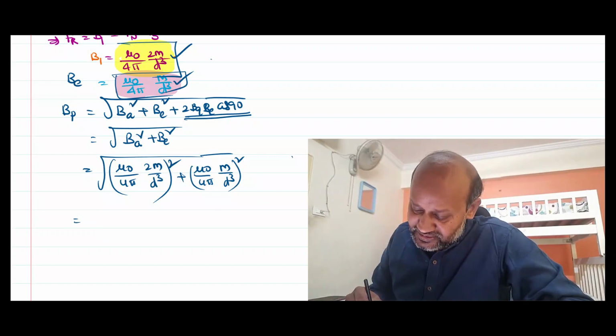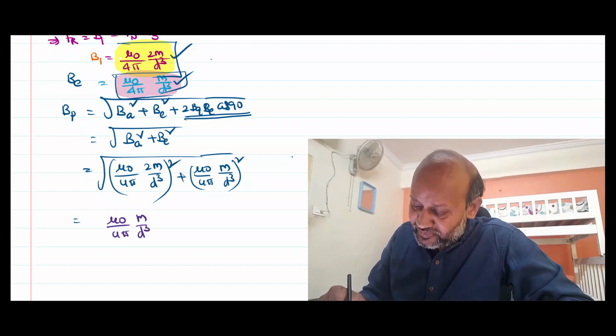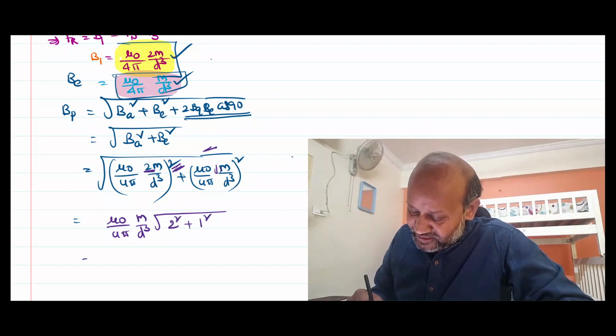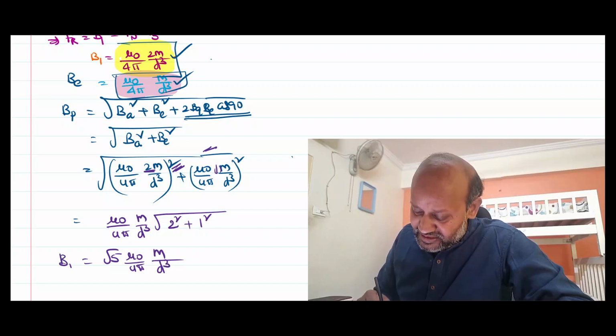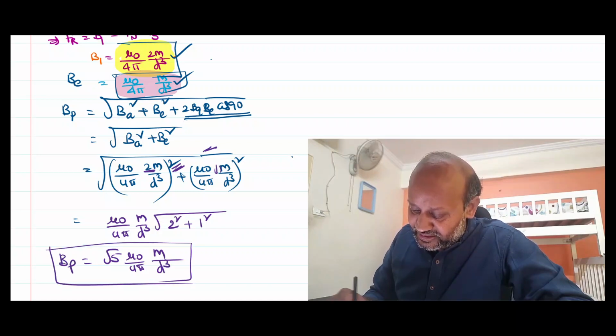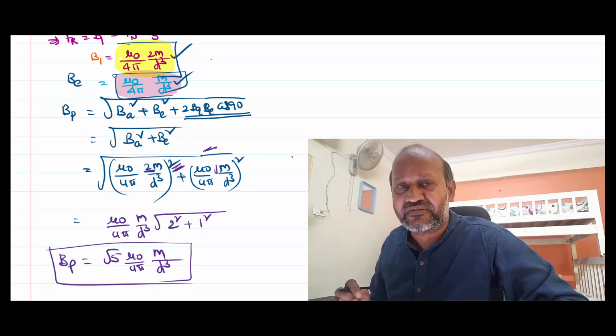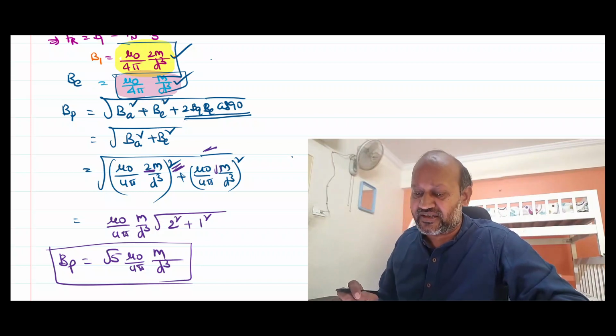So I will just rewrite it as mu naught by 4 pi m by d cube, which is common to both the square as well as the root. So I can write it outside the root. The remaining things in the root are root of 2 square plus 1 square, that is root 5 times mu naught by 4 pi, magnetic moment of that magnet by the distance cube, is the resultant magnetic induction at that point. So we are just using the formulas that we have derived for B axial line as well as B equatorial line.